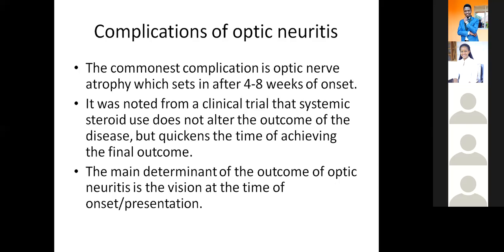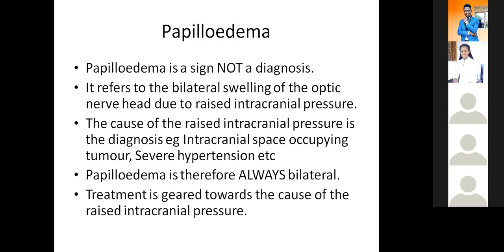So the main determinant of the outcome of optic neuritis is actually the vision at the time of presentation. A patient who presents with very poor vision will always have a poor outcome. A patient who presents with good vision will always have a better outcome after steroid treatment.